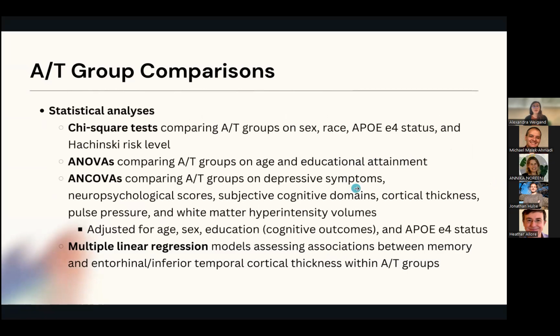Statistics were pretty straightforward for this paper. Any amyloid-tau group comparisons on a binary variable were looked at using chi-square tests. ANOVAs or ANCOVAs were used to compare groups on continuous variables of interest, adjusting for age, sex, and education for cognitive outcomes, and ApoE4 status. And then multiple linear regression models were used to assess the association between memory scores and entorhinal and inferior temporal cortical thickness within these amyloid and tau groups.